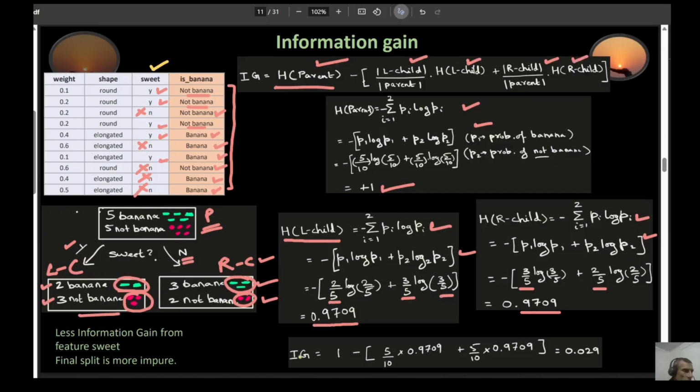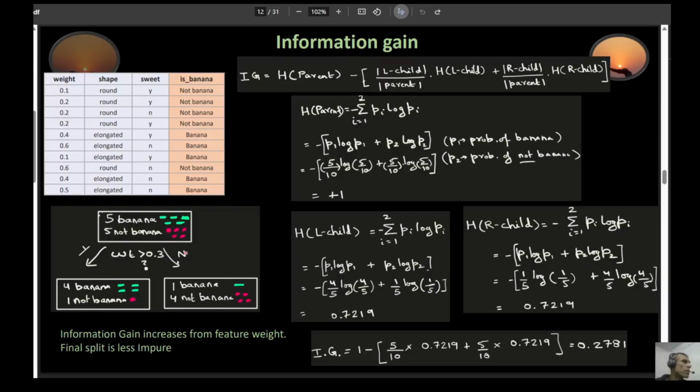Now substitute your value of H parent and all these values inside your IG, which is inside this expression, and this one comes over here, and the answer comes out to be 0.029. So this is the information gain when you perform a split along the feature suite.